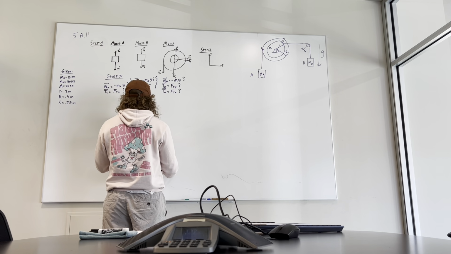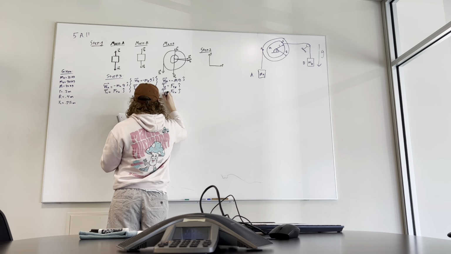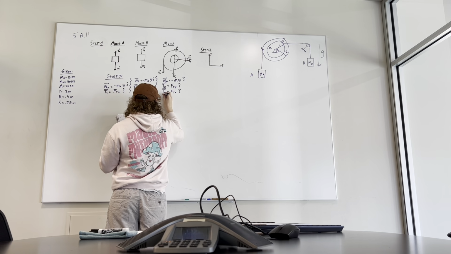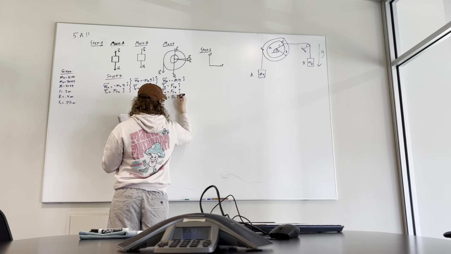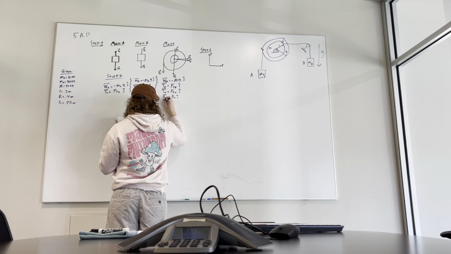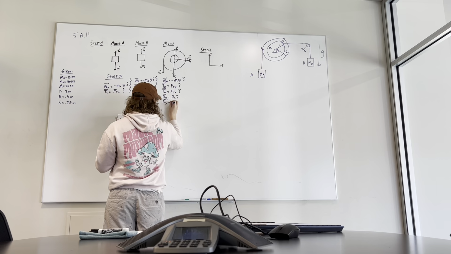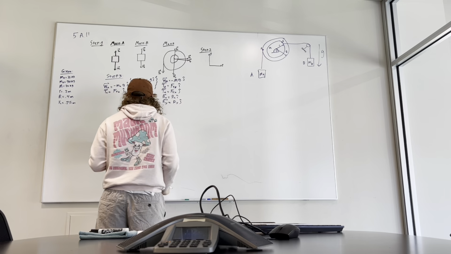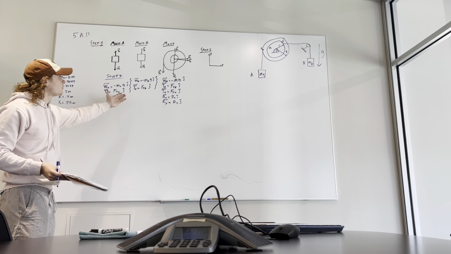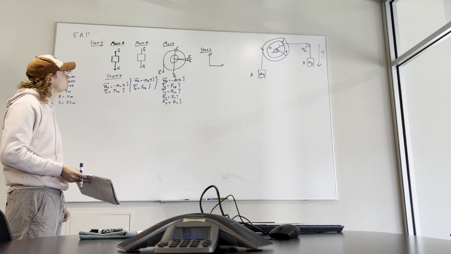And then we have our reaction forces at the pin in the center of the wheel. So we have Rx, which is equal to Rx in the I direction. And then Ry, which is in the J direction. So this is a list of all of the forces that are acting on each free body diagram.